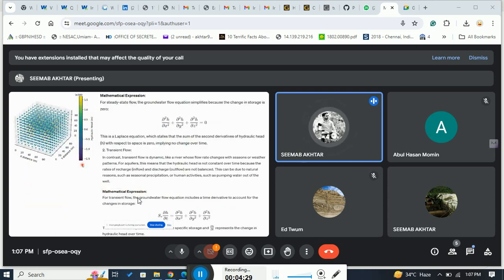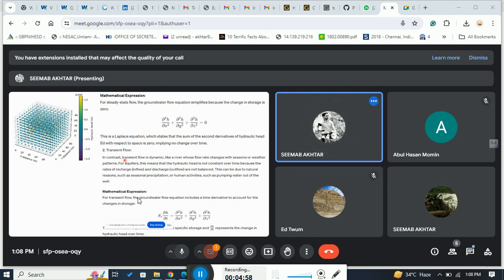Mathematical expression for the steady state. This is the steady state flow. The groundwater flow equation simplifies because the change in storage is zero. Okay, this is steady state. This is also called a Laplace equation, which states that the sum of the second derivative of hydraulic head with respect to space is zero, implying no change over time.